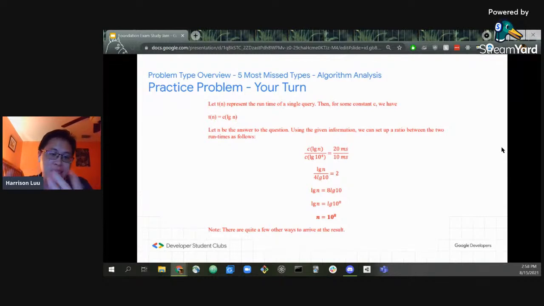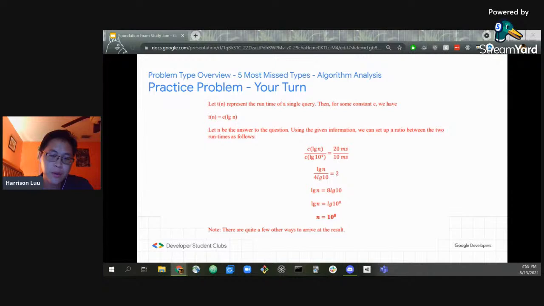In this case, the c's cancel out. You don't have to find the constant. And you're just left with log n over 4 log 10 equals 2. And then using that, you do basic algebra and solve for n. So in this case, you would multiply both sides by 4 log 10, the 2 multiplied by the 4, which is the constant in front. You get log n equals 8 log 10.